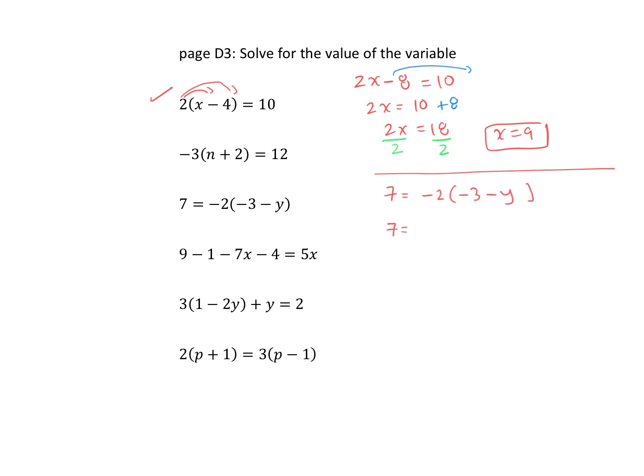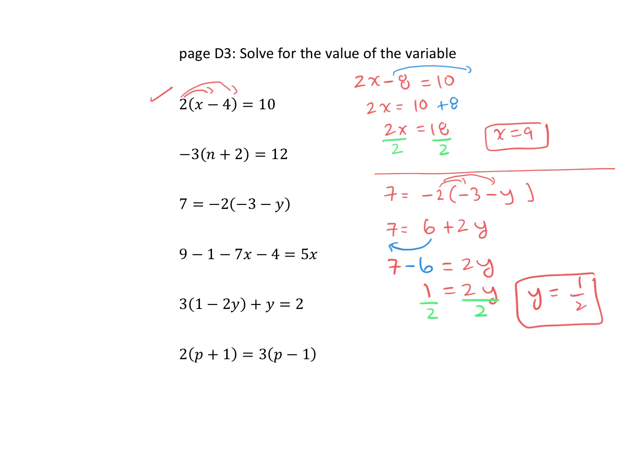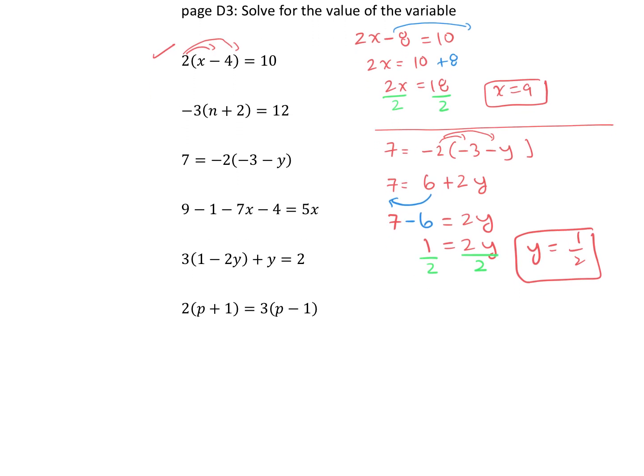Okay, so here we're going to expand brackets. Negative 2 times negative 3 is positive 6. Negative times a negative 2 is a positive 2, and then we have a y. Because I want to get the y by itself, I'm going to move the 6 to the other side. So positive 6 would become negative 6. So 7 minus 6 is 1. And then we're going to divide by 2 because we have 2y, so we'll divide by 2. So y equals 1 over 2. All right, so we did that one.